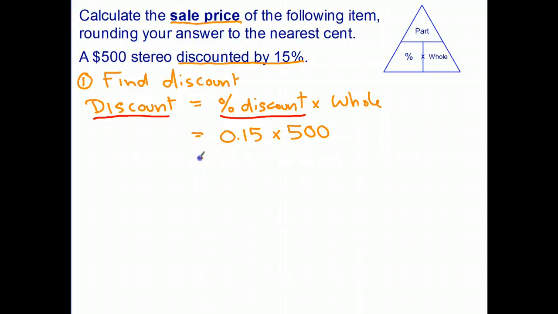This is one that I can do in my head. 10% of that is $50, just moving the decimal point one place. Half of that's $25. So 15% is 50 plus 25. It's going to be a discount of $75. Now, once again, I'm not quite finished because the question isn't find the discount, it's find the sale price.